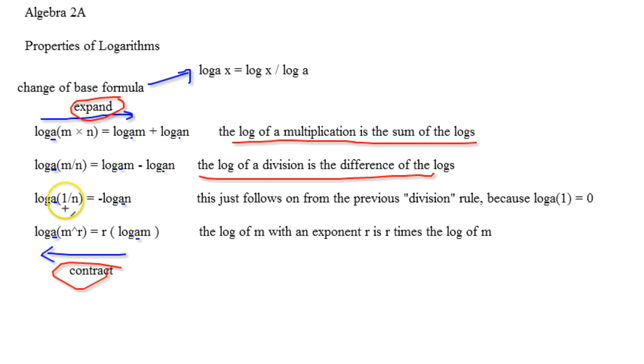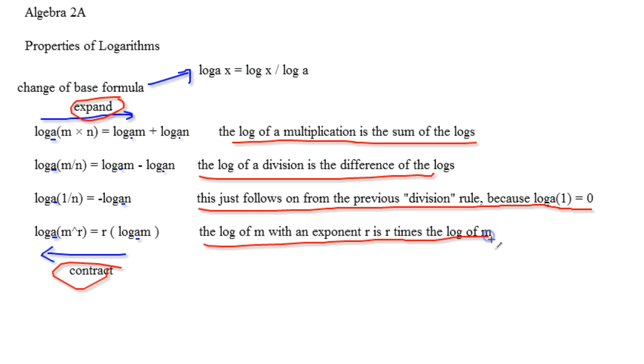Log base a of 1 over n is the same as the negative of log base a of n. And this just follows from the previous division rule because log base a of 1 is 0. And log base a of m to the r power is the same as if I took that r and multiplied it in the front of log base a of m. And so the log of m with an exponent of r is r times the log of m. So I can rewrite it either way. Which situation do you use? Depends on if you're expanding, you go from left to right. If you're contracting, you go from right to left. And if you don't know if you're expanding or contracting, you use which one suits you the best.